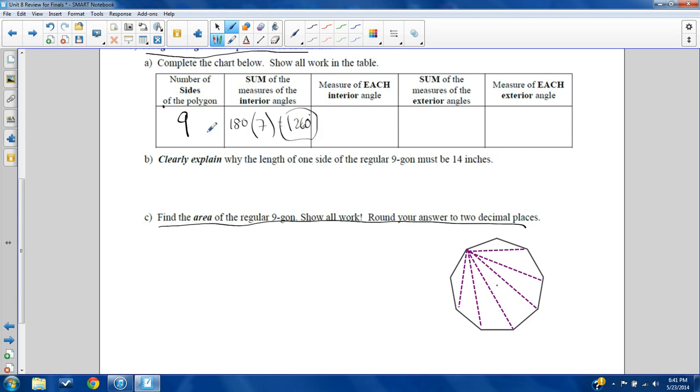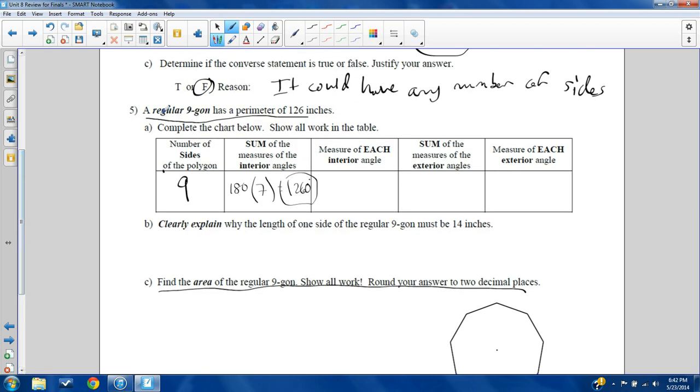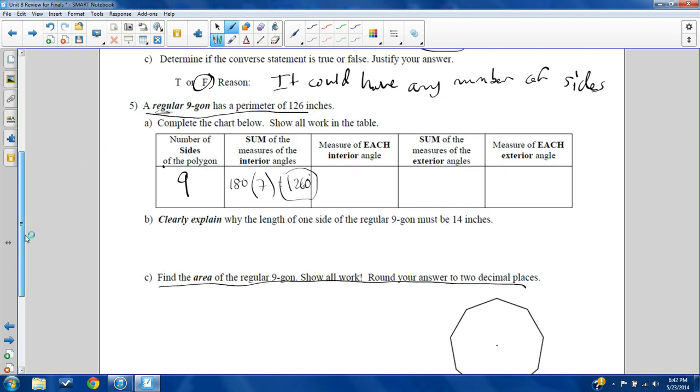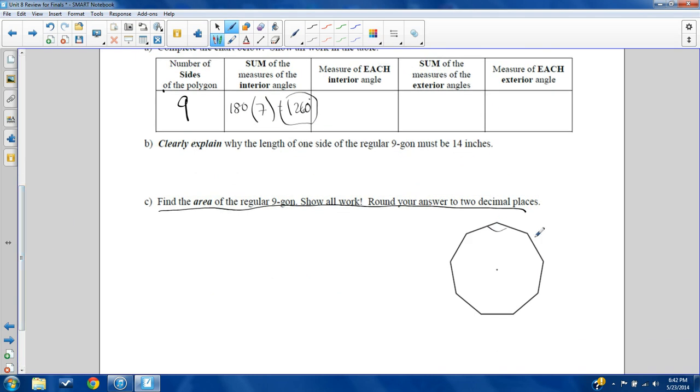The measure of each interior angle. Okay, well now it's getting a little different here. Now I want to erase all that stuff. That was just for that one problem. Each interior angle, remember this is a regular polygon, so each interior angle will be the same measure. There are 9 of them. You take 1260 and divide it by 9, and you'll get your value. That value is 140 degrees.